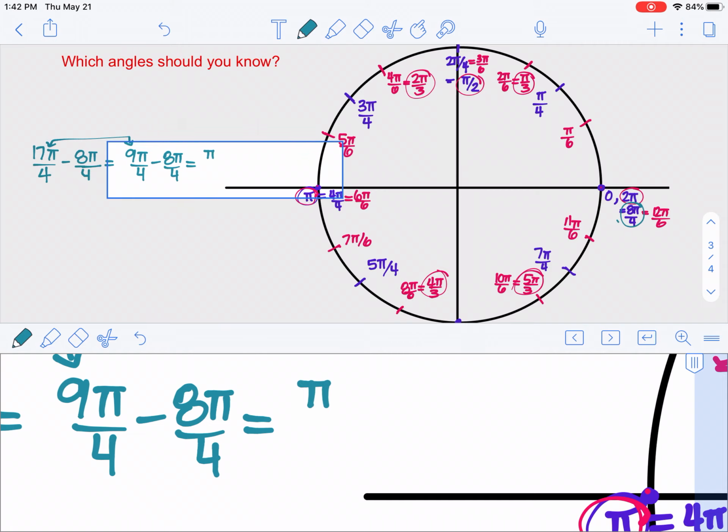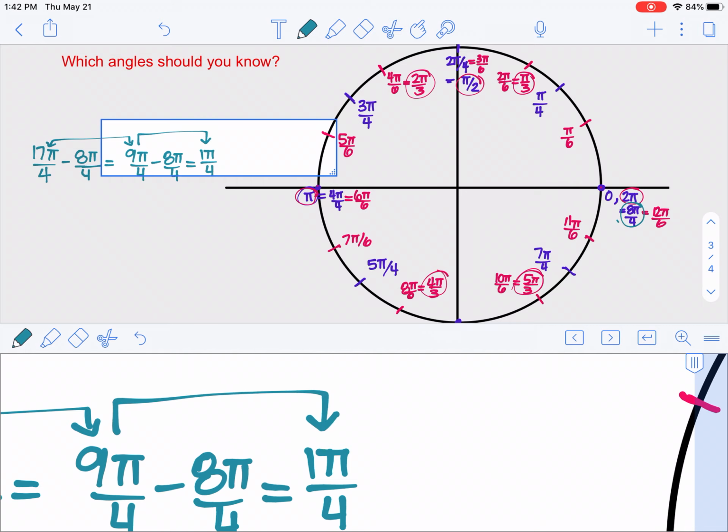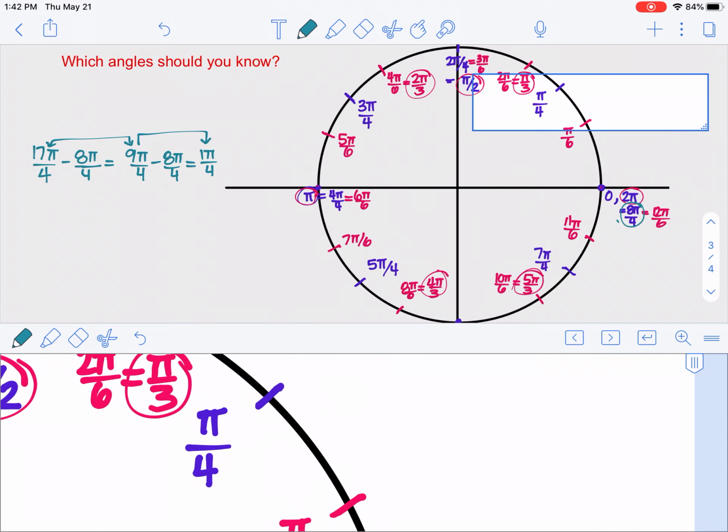Then I'm at 1 pi over 4. So that means this and this are exactly the same place, and 1 pi over 4 is on my circle. It's right here. So if you want to know what the angle is at 17 pi over 4, it's just that you've gone around the circle twice, and then you are going an additional pi over 4. So that's how you would deal with anything larger than 2 pi.